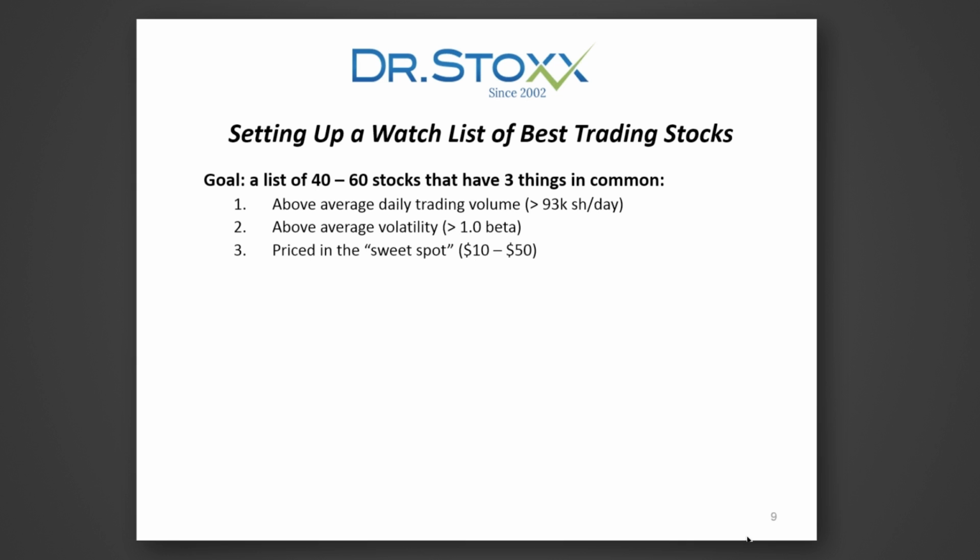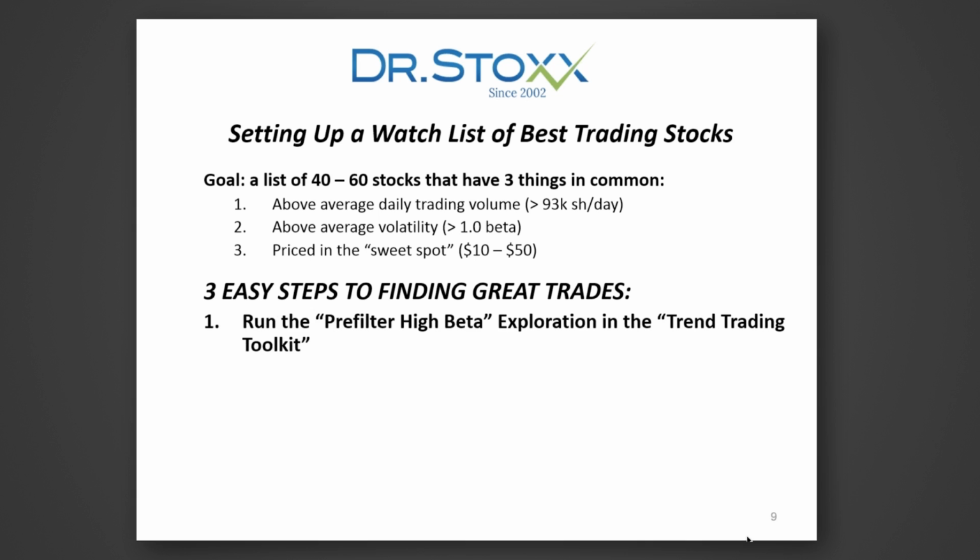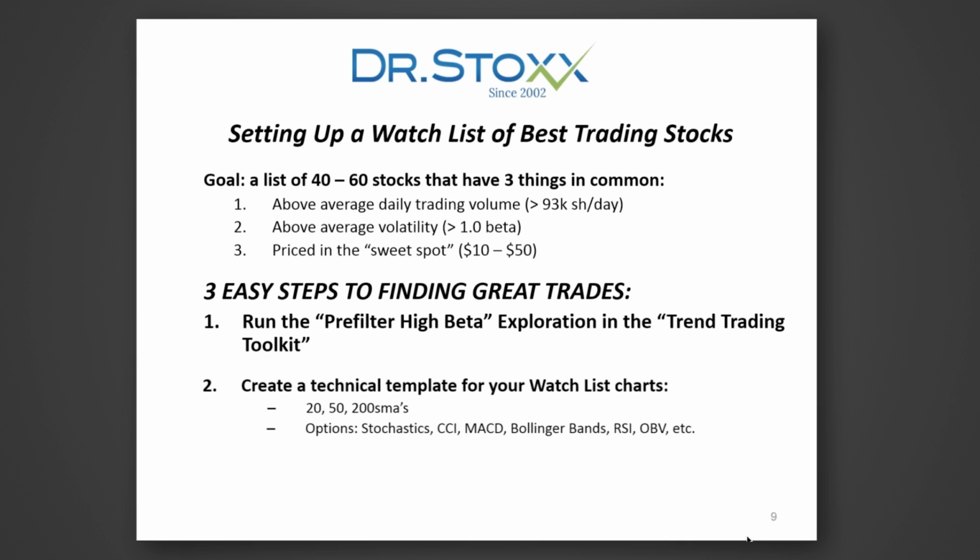So once you run your high beta, high volume, sweet spot pre-filter scan in the Trend Trading Toolkit, you're going to come up with your watch list. And then once you've got your watch list of stocks, there are 3 steps you'll take to find the best trades. First, you're going to run this pre-filter high beta exploration in the Trend Trading Toolkit. That will give you your watch list of stocks. Secondly, you're going to create a chart template for those stocks. The way I do this normally is to put on some moving averages, typically the 20, 50, and the 200 simple moving averages. Those are your most commonly used moving averages.